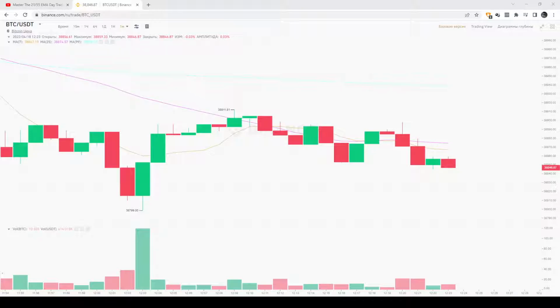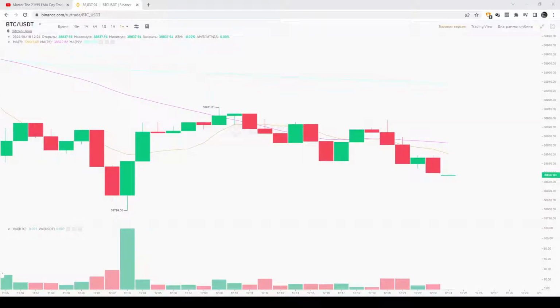Target 2: size of the pole. The next target for the flag formation equals the size of the flagpole. So to get this target, you need to measure the vertical distance between the high and the low of the pole. Once you get that distance, you will need to apply it to the pattern. Again, as we did with target 1, you would apply it starting from the breakout point.